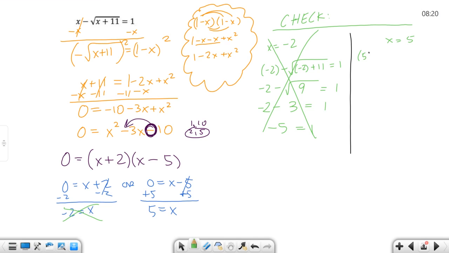So let's plug in 5. Now we're going to say 5 minus the square root of 5 plus 11 equals 1. So 5 minus, and again, the parentheses are unnecessary for this one, but I'm showing that I'm plugging in the 5. What is 5 plus 11? That's going to be the square root of 16, and the square root of 16 is just what? 4. What is 5 minus 4? 1. Aha. That works. Bingo.